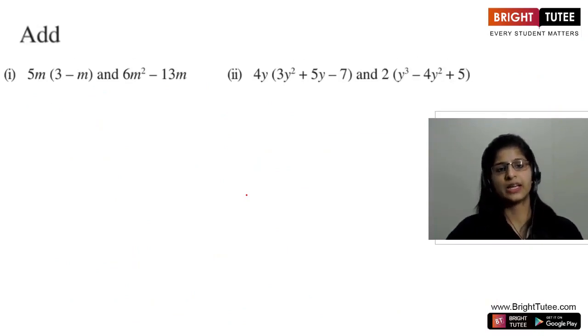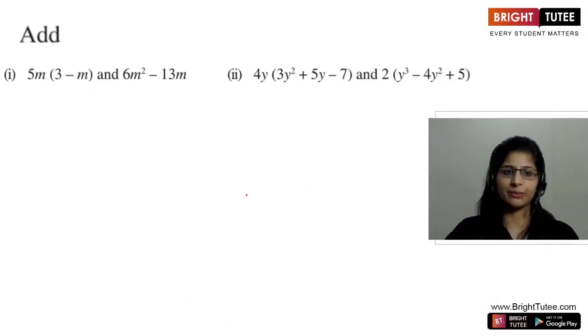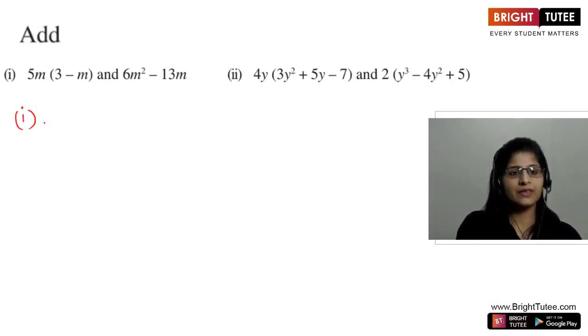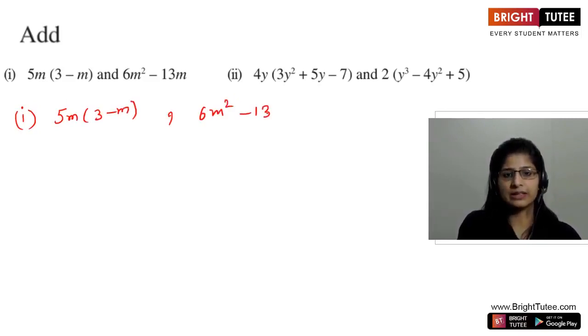Let's move ahead. Here we have to add these. So before adding, we should simplify them. Let us simplify the first part. In the first part, we have 5m into (3 minus m), and the second one is 6m square minus 13m. So this is already done. Let us simplify it. 5m will be multiplied with 3 first. 3 fives are 15, 15m, minus 5m into m, which is 5m square.